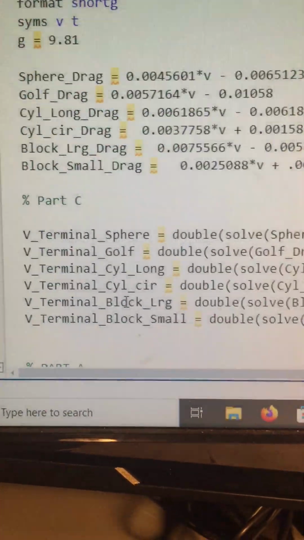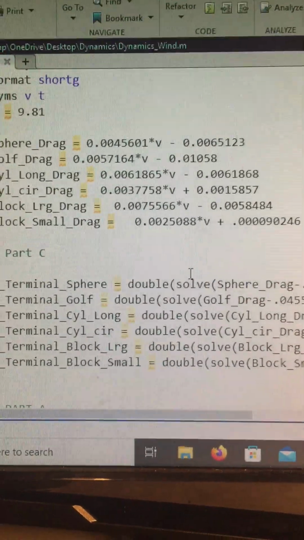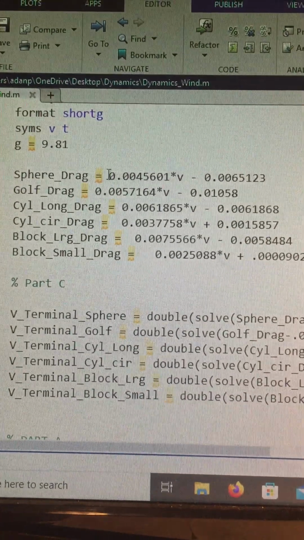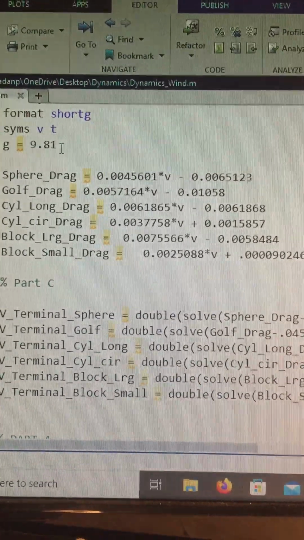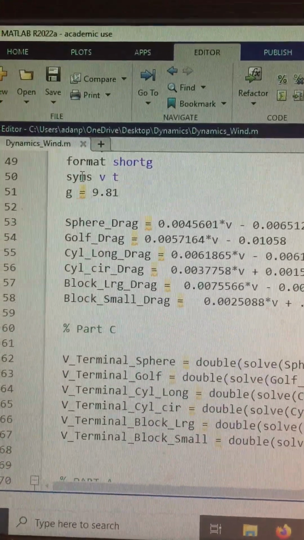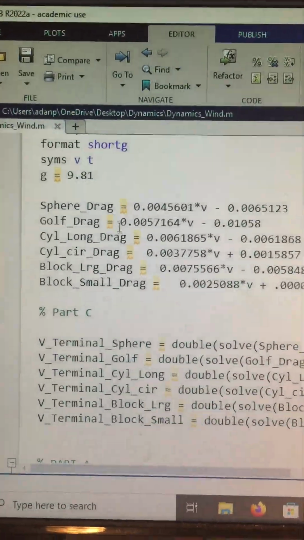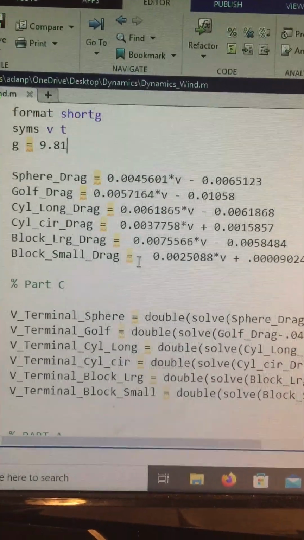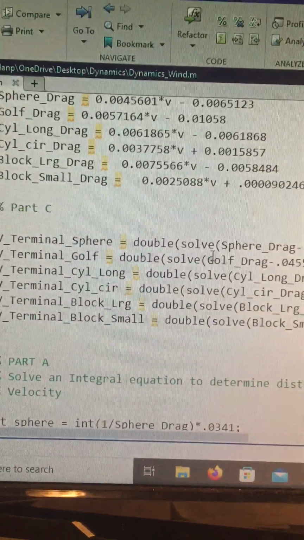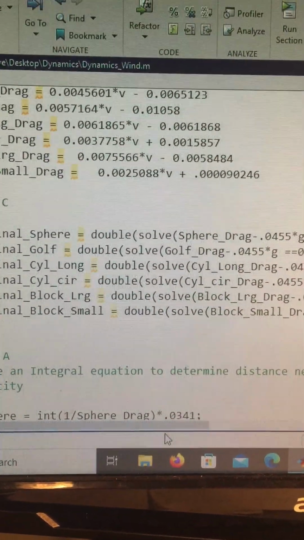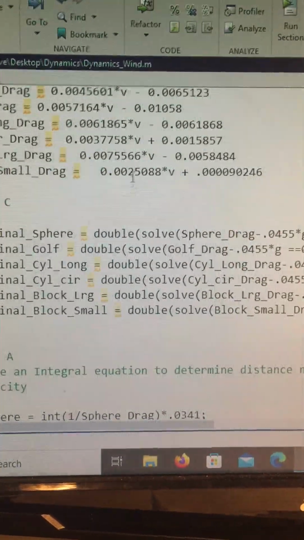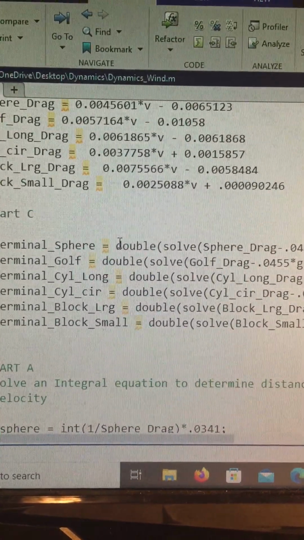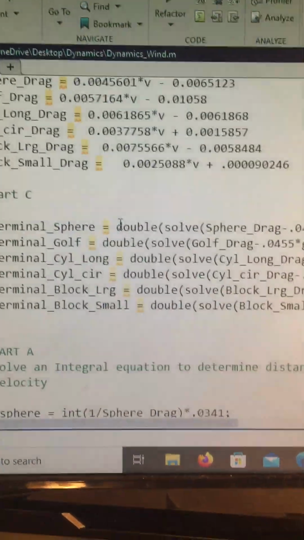I have each of the 6 different shapes, and to solve this I decided to use symbolic variables. It's just a little easier for me. I'm more comfortable with that, and the integration was a little bit easier for me. I set some variables up here using symbolic for v and t, and then I set g as our constant for gravity. Then I used the solve command and typed it in similar to my work here that I have on the paper, and I also put in double so it would convert it back from symbolic into a number that was a little easier to understand.